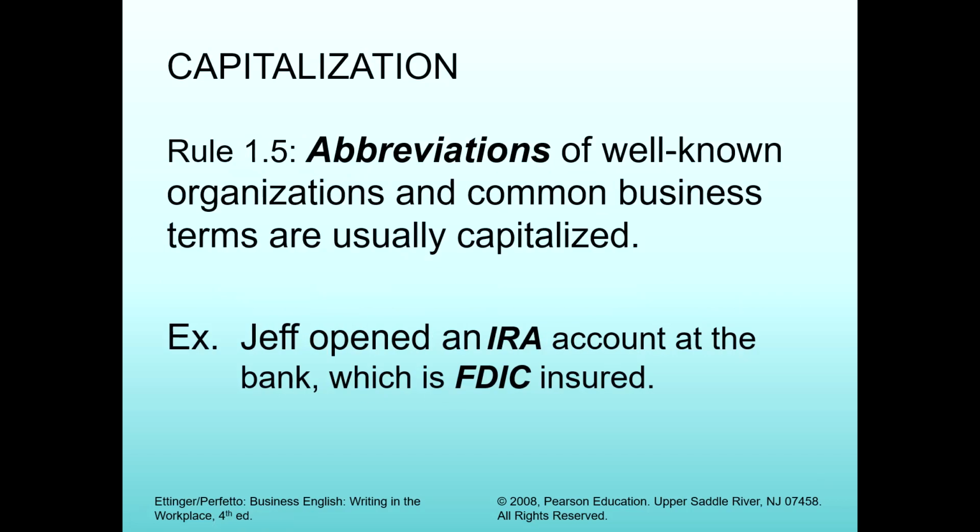All right, here's another rule. This is rule 1.5. Abbreviations of well-known organizations and common business terms are usually capitalized. Usually meaning that there might be exceptions, but most of the time the examples I will be giving you in class and so on will always be capitalized. So here's an example. Jeff opened an IRA account at the bank, which is FDIC insured. Now it doesn't really matter what the abbreviations stand for, but they have to be capitalized. So let's say we look at RRSP as an account here in Canada, that has to be capitalized. Or TFSA, that has to be capitalized also. That is rule 1.5, abbreviations.